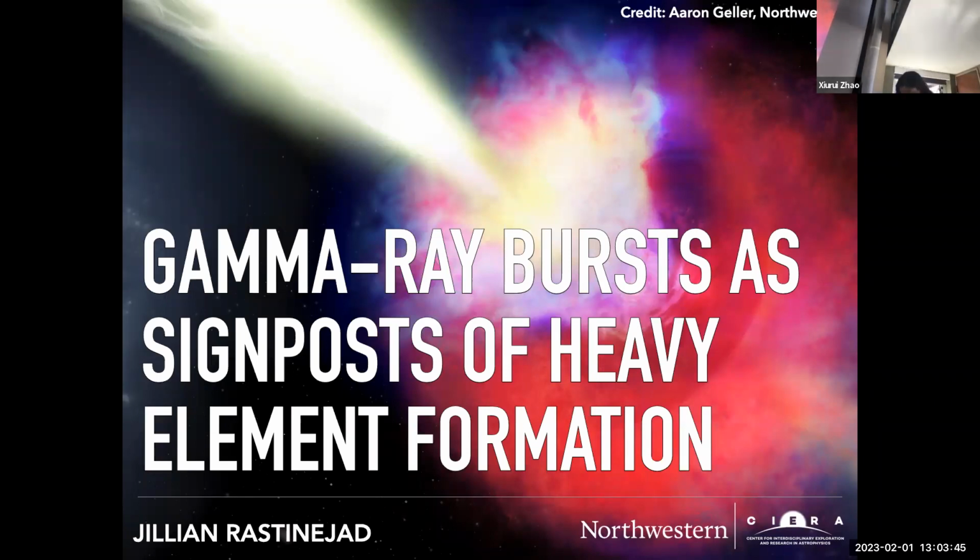All right, so next up we have Jillian Rastinejad. Sorry, I'm still going to get that wrong. Jillian is a PhD student at Northwestern University. She's working with Professor Wen-fai Fong. She conducts optical and near-infrared follow-up of gamma ray bursts to study their afterglow and kilonova counterparts. Jillian aims to widen the small population of observed kilonovae, quantify the diversity of neutron star merger outflows, and make predictions for the electromagnetic counterparts of future gravitational wave events. She also looks for these astronomical transients as a member of a gravitational wave follow-up collaboration.